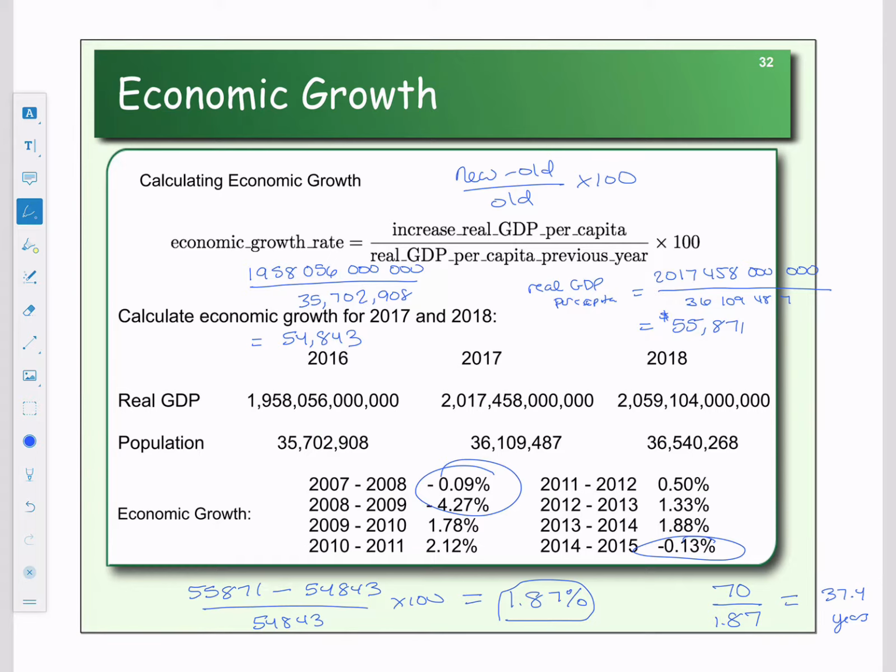So if our economy grows at 2%, 70 divided by 2 is 35 years for it to double in size. If our population is growing at 1%, 70 divided by 1, it'll take 70 years to double in size. So you can do quick calculations. Here we found that at the 2016-17 growth rate, it'll take 37 years to double. What about 2017 to 2018? You calculated the economic growth rate for that year. How long would it take for the economy to double in size at that continual rate?